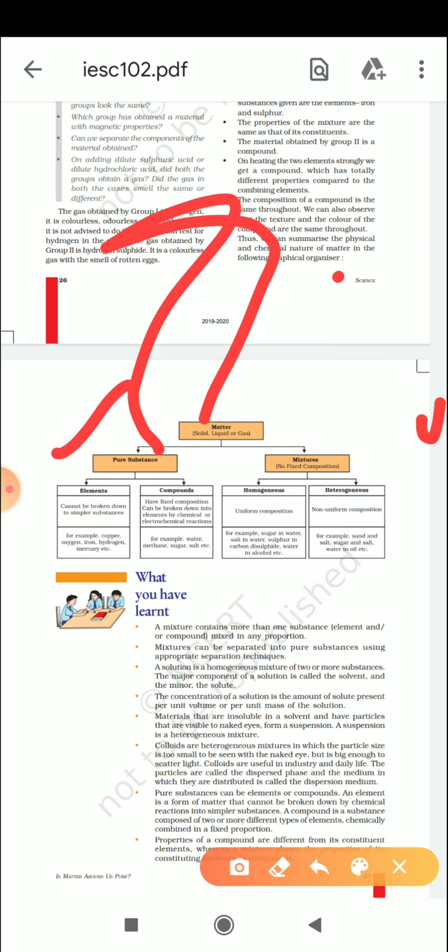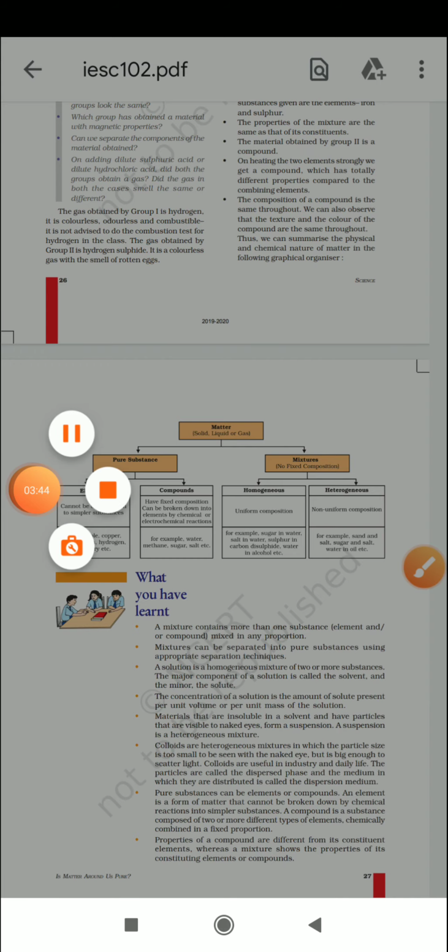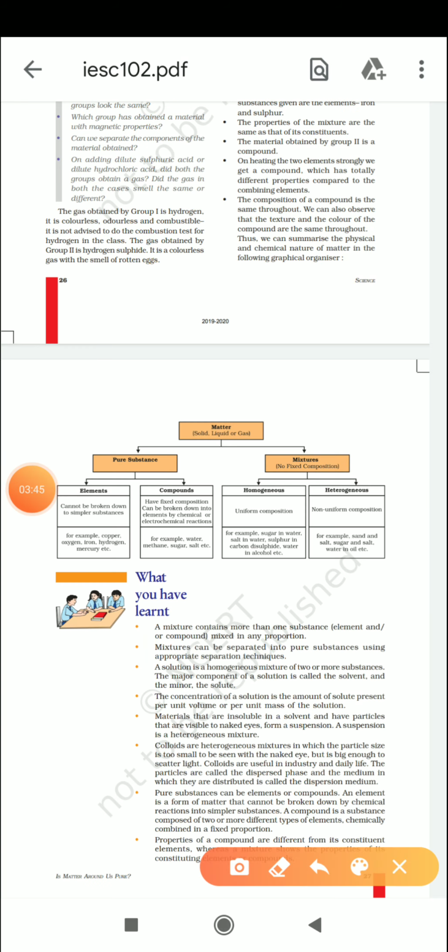Okay, so further we are classifying this pure substance into two categories. One is an element and the other one is a compound. Now what is an element and what is a compound? Fine, so element maybe I already discussed to you.